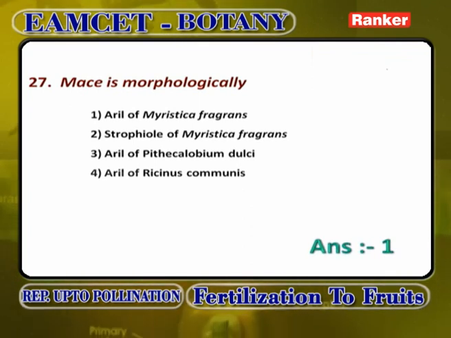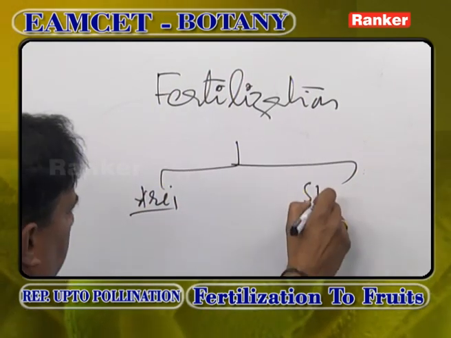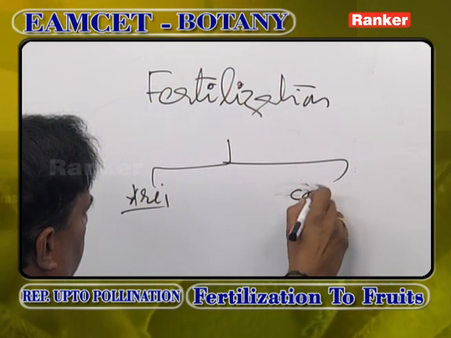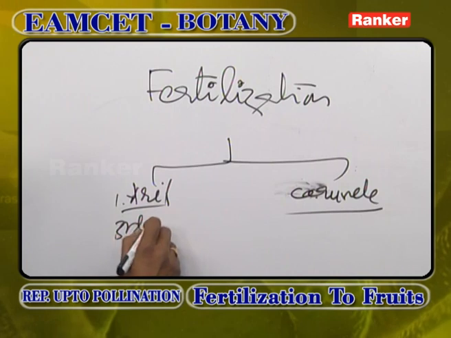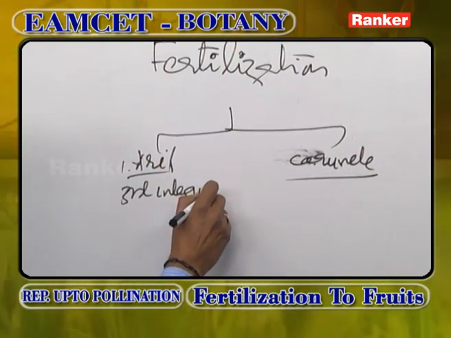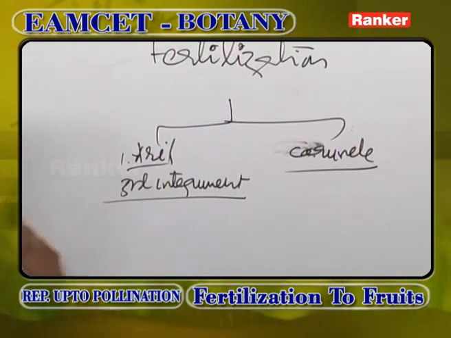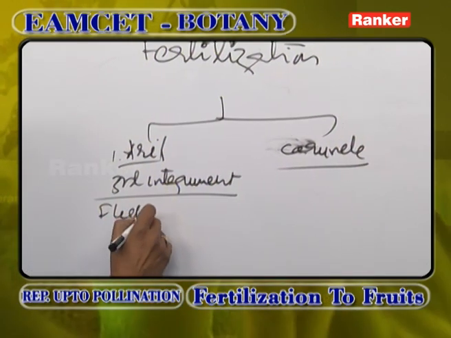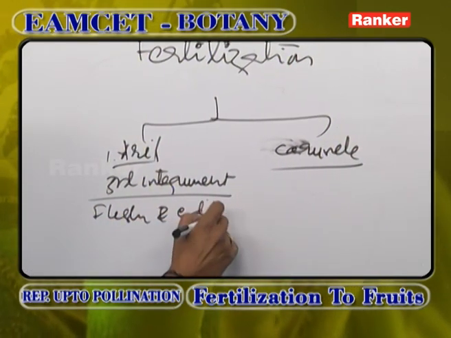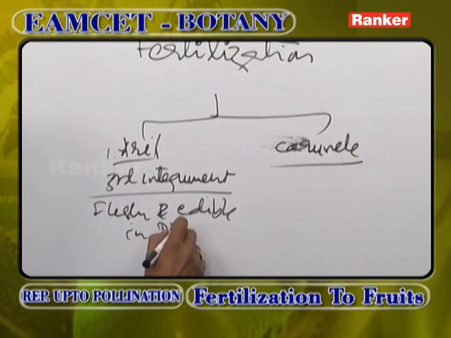Mace is morphologically mace. There are 2 extra outgrowths on the seed. One is aril, the other is caruncle. Aril means third integument of the seed, which comes from the integument or funicle. It is fleshy and edible in Pithecellobium dulce.